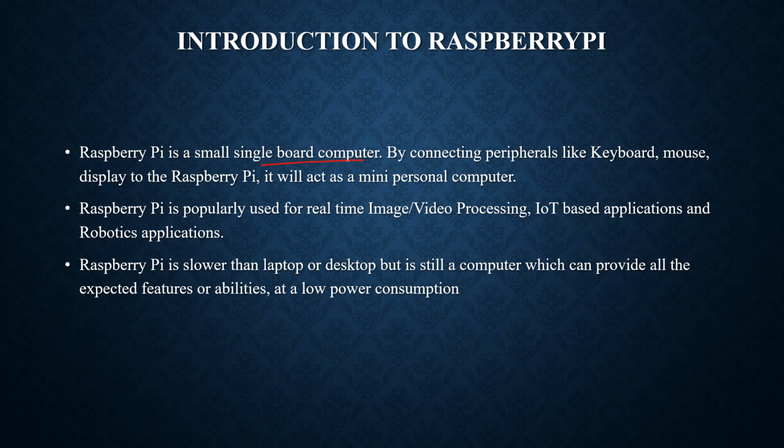Raspberry Pi is a single board computer. By connecting peripherals like a keyboard, mouse, display to a Raspberry Pi, it will act as a mini personal computer. Raspberry Pi is popularly used for real-time image, video processing, IoT based applications and robotic applications. Raspberry Pi is slower than a laptop or a desktop, but is still a computer which can provide all the expected features or abilities at low power consumption.